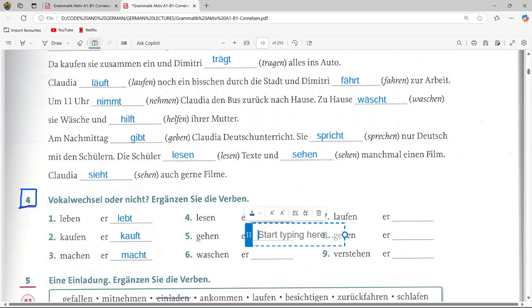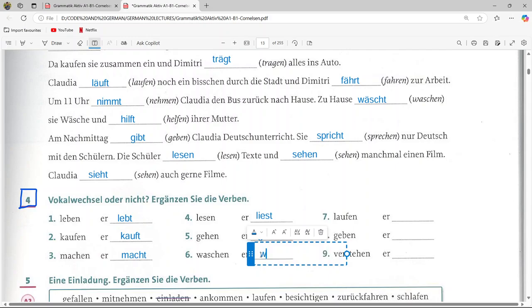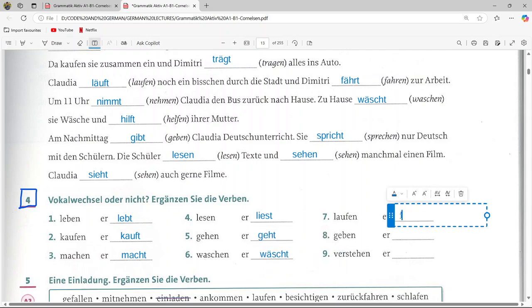Gehen becomes geht. No change. Waschen becomes wäscht. Yes, a changes to umlaut ä. Laufen becomes läuft.